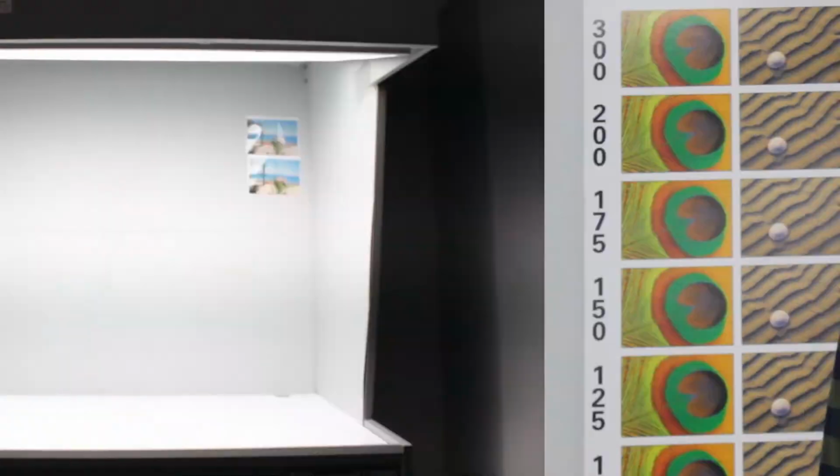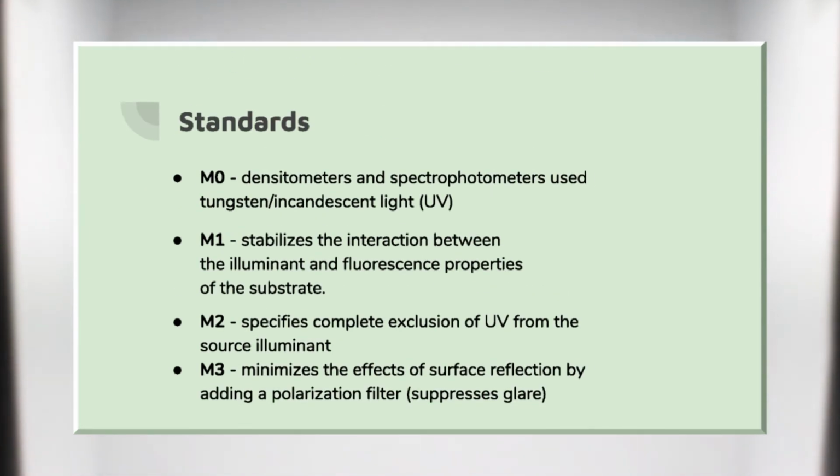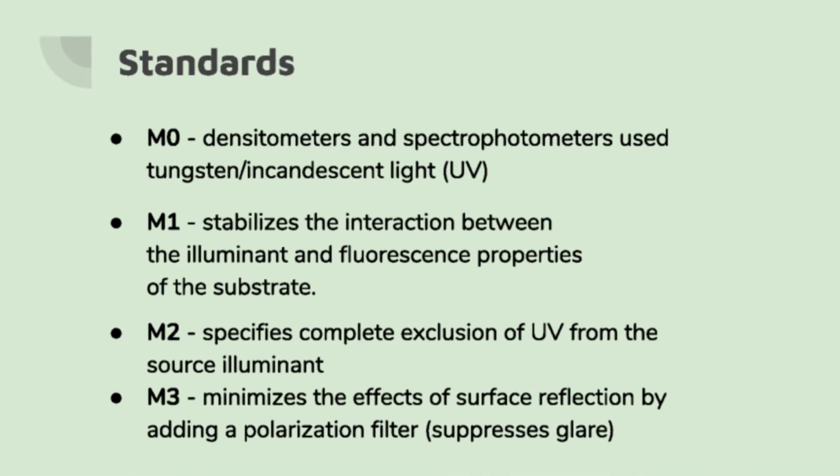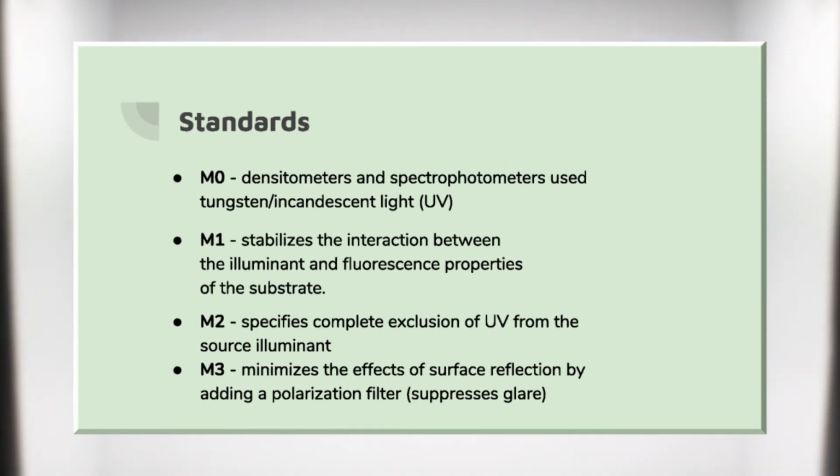So now we're going to go a little bit more in depth into each M standard to help us better understand M standards as a whole. So on to M0, it has to do with the fact that densitometers and spectrophotometers use tungsten incandescent lighting, known as UV lighting. M1 stabilizes the interaction between the illuminant and fluorescent properties of the substrate. On to M2, which specifies complete exclusion of UV from source illuminant. M3 minimizes the effect of surface reflection by adding polarization filters, which suppress glare in substrate or inks.